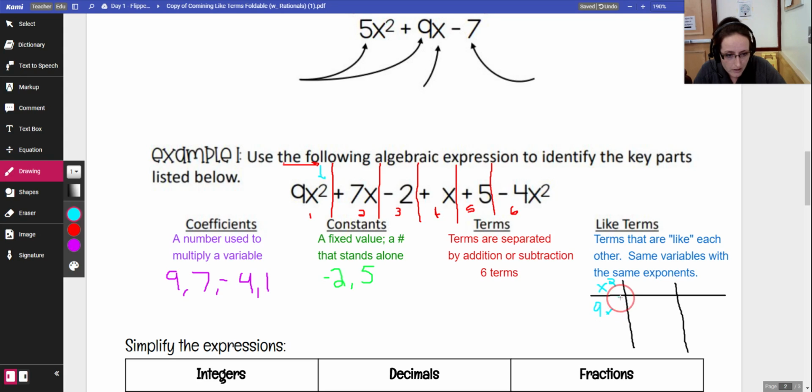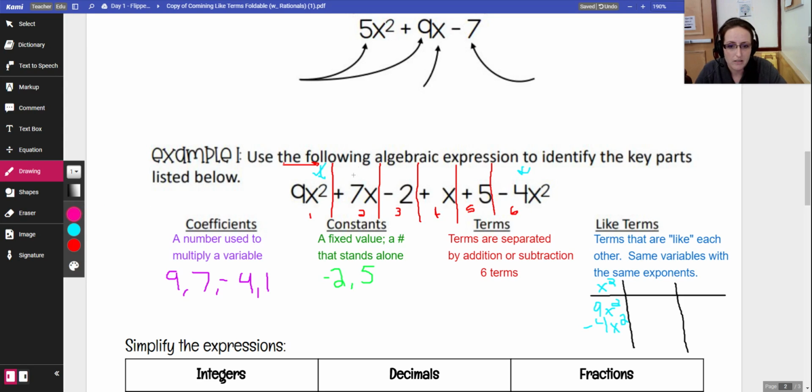9x squared. Oh, that's bad. I'm going to redo that. X squared. Sorry, I'm writing with a computer mouse. Then I say, okay, I've got 9x squared, 7x. Oh, that's not an x squared, so it doesn't go with x squared. -2 doesn't have an x squared either, so it doesn't go with the 9. Neither does the x, the 5, but aha, I'm here at the -4x squared, and I write it exactly as shown. -4x squared. So those two are like terms because they both share an x squared.